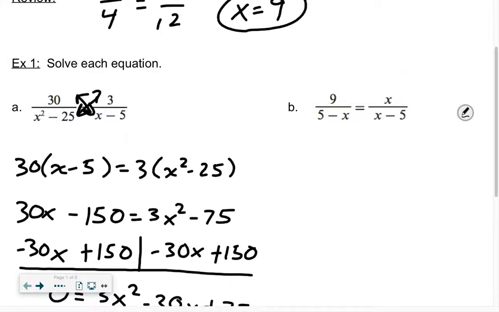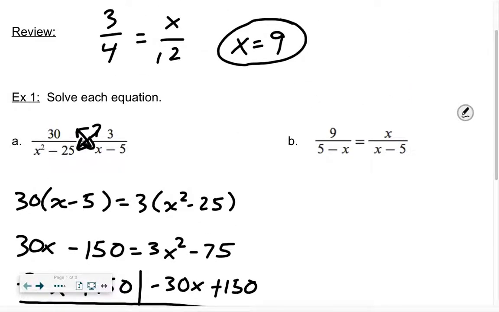And the only thing with these is, notice we had a variable in the denominator. So we derived that x is going to equal 5. But if I plug it in, are we okay? What happens?